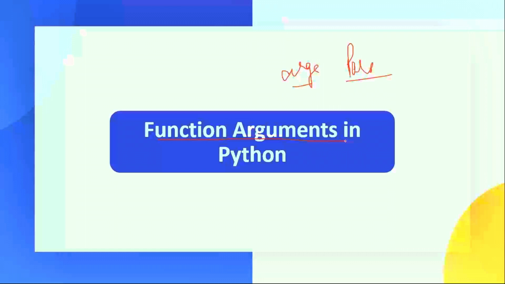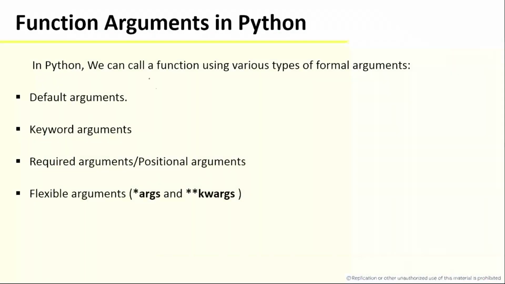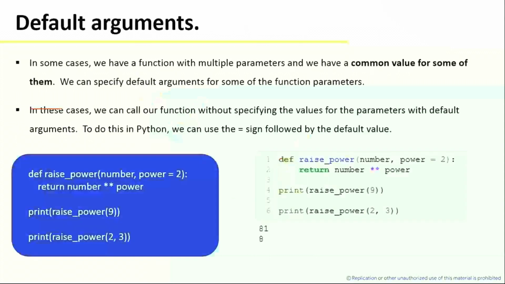Now, Python supports 4 different kinds of arguments. They are default arguments. Second one is keyword arguments. Third one is positional arguments. Fourth one is flexible arguments. Shall I start my discussion with the default arguments?